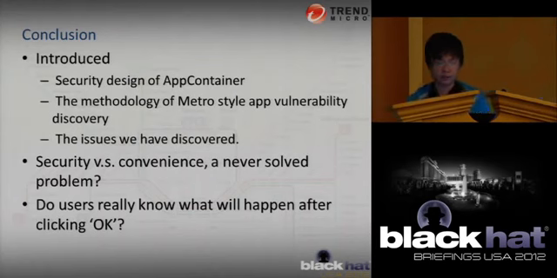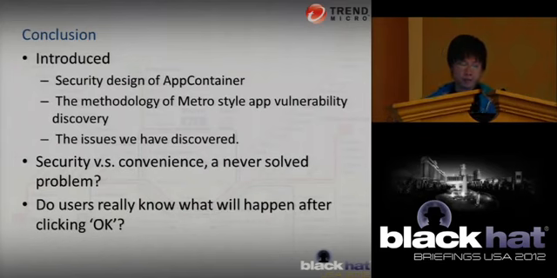All right, so conclusion. In this talk, we introduced the security design of AppContainer and the methodology of Metro-style app vulnerability discovery. How do we find the problem? How do we discover issues from different layers? And we also disclosed some issues we have discovered. And there's some discussion: security versus convenience. Is it a never-solved problem? Because sometimes we want to give more convenience to users and developers. There might be some security compromise, right?